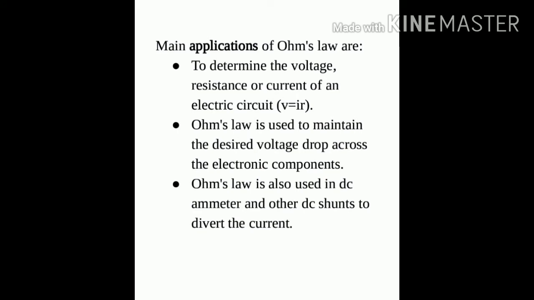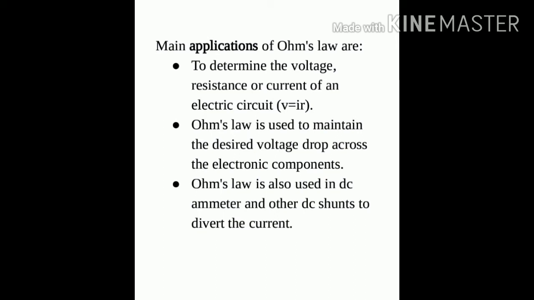And coming to the applications, as we discussed earlier, we can determine the voltage, resistance and current within an electrical circuit, and it is also used to maintain the desired voltage drop across any electrical components or electronic components, and to divert current in DC devices like DC ammeter and DC shunt motors, Ohm's law is used.